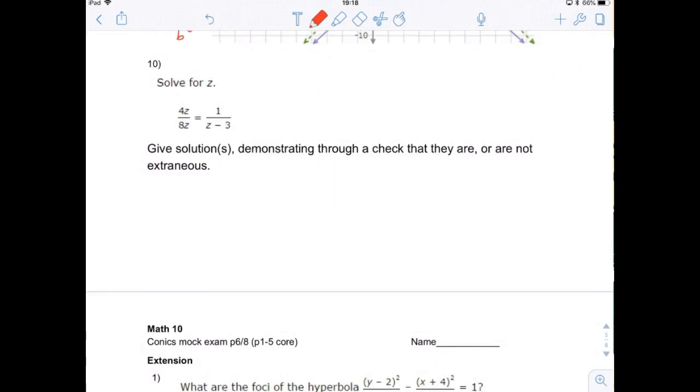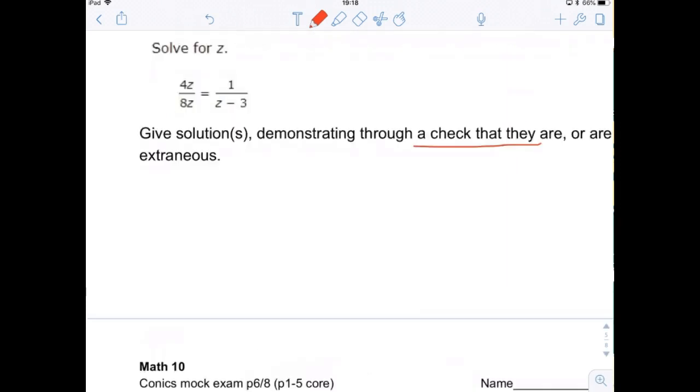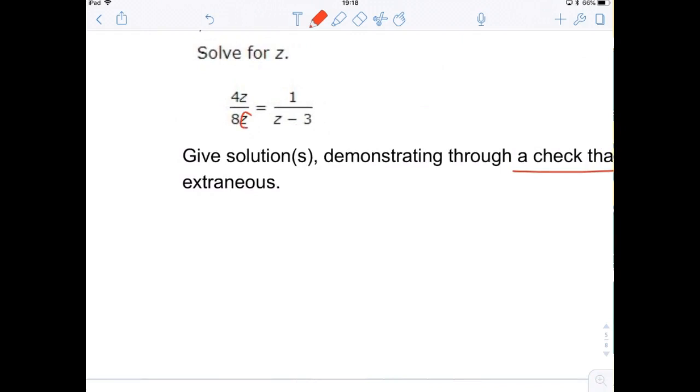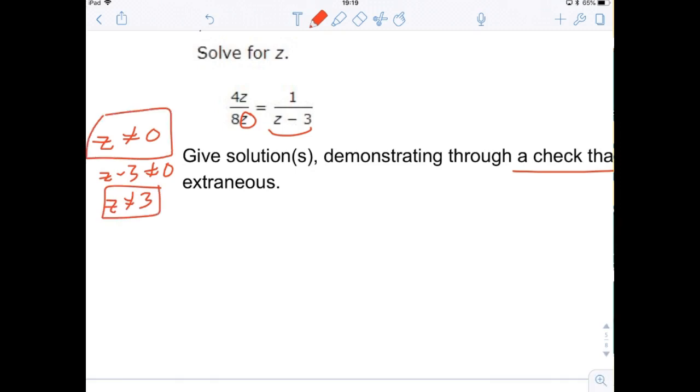Number 10. Okay, remember whenever you do these that we do want to complete it by doing a check to show that the values are correct. If you do it that way, then you don't need to worry so much about the illegal values. But let's see, what are the illegal values? Well, I got z in the denominator, so that means z cannot be 0, okay? And I got z minus 3 in the denominator, which means z minus 3 cannot be 0. If z minus 3 cannot be 0, that means that z cannot be 3. So the two illegal values are z cannot be 0 and z cannot be 3.